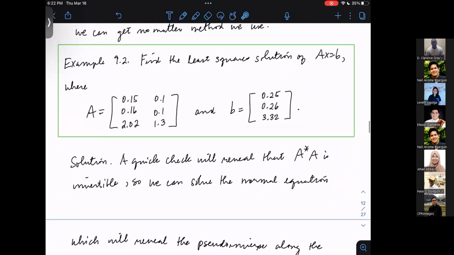Okay. Any questions before we go to the next example? All right. No questions. Everything is straightforward.